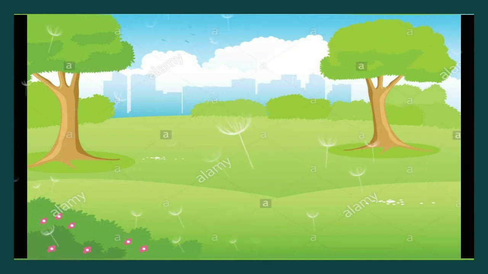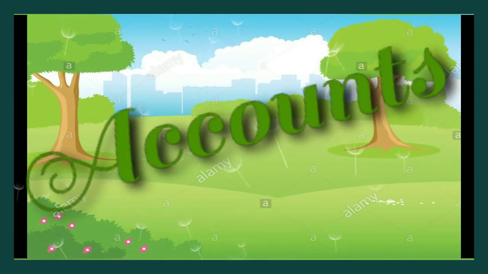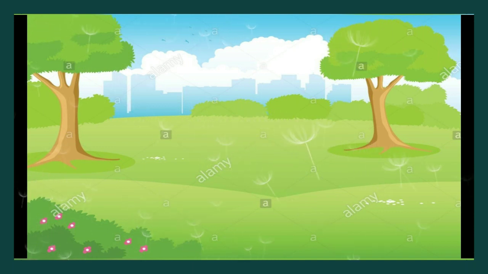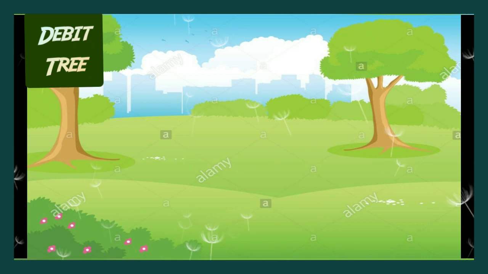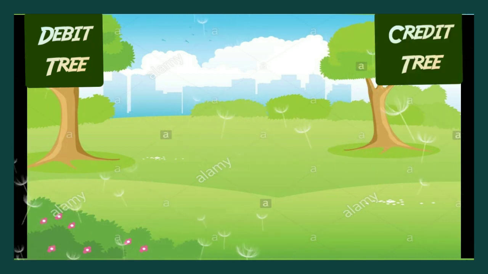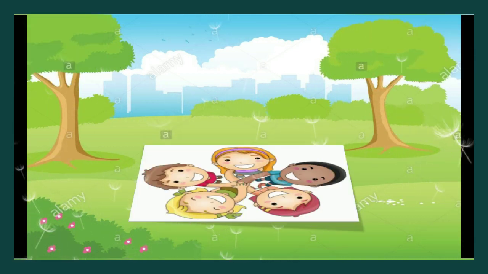So, in the park of accounts, there were two trees. The left-sided tree was called the debit tree, and the right-sided was called the credit tree. Often a group of friends came there. They called themselves assets.